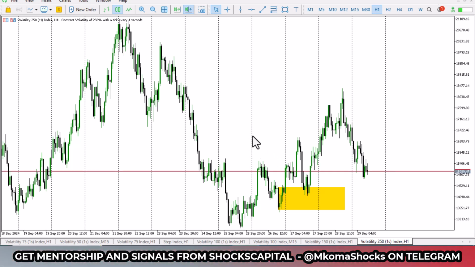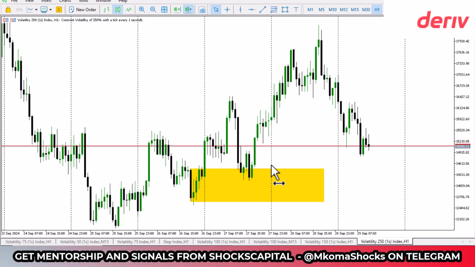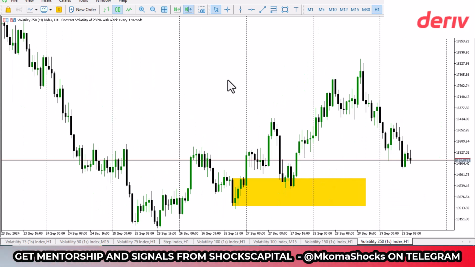So this is a trade that I took on the 27th of September in 2024. If you're seeing this in the future, we were here in 2024 and we're still doing it. So this is how we were doing it, right? So I looked at this.